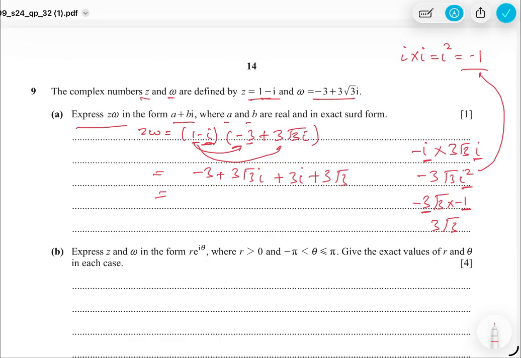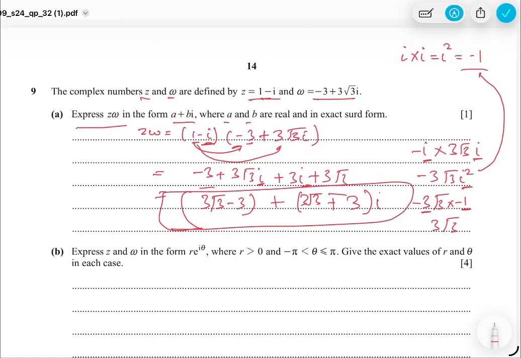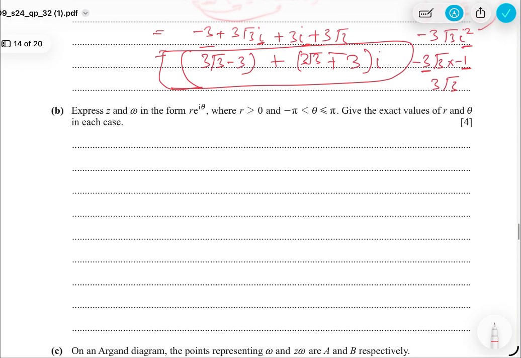Now solving it, keeping the real terms to one end, it would give us 3 root 3 plus 3, plus the imaginary part, root 3 minus 3. I am taking iota common. So it would give us root 3 minus 3 and iota. This is your answer. Let us move on to the next question now.